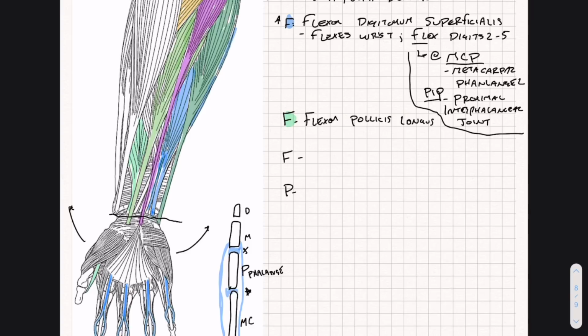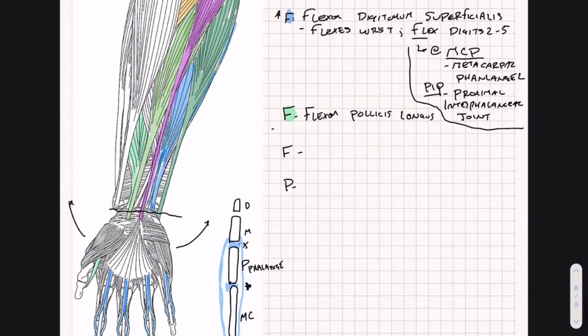So flexor pollicis longus. That's because it's long, coming from the antebrachium and going to the finger. There's a shorter one, which we're going to call a brevis, which means short, that's actually just in the hand. It does not come from the antebrachium at all. So flexor pollicis longus flexes the thumb, and it's innervated by the median nerve.